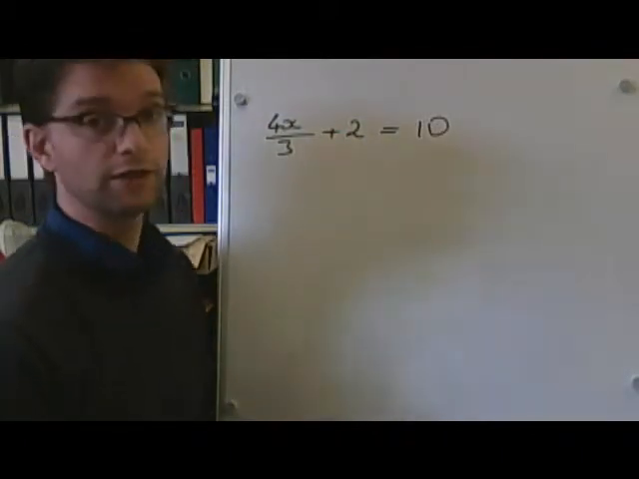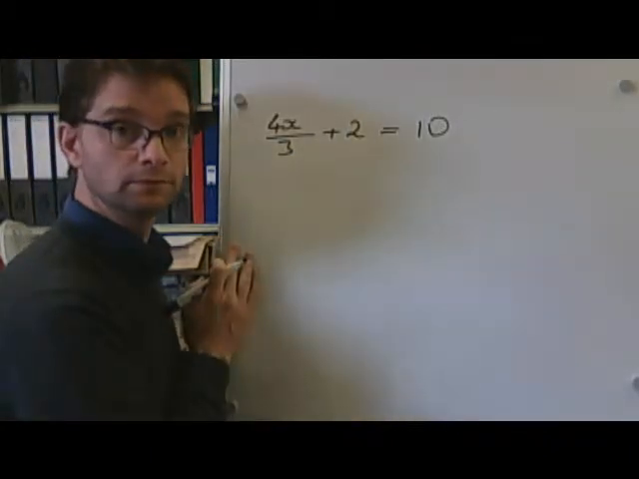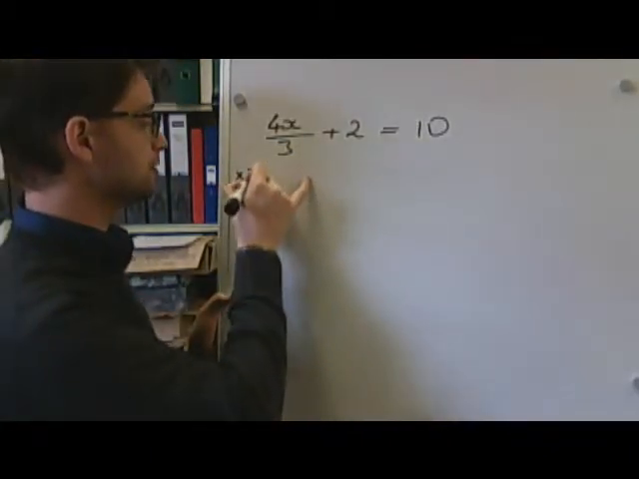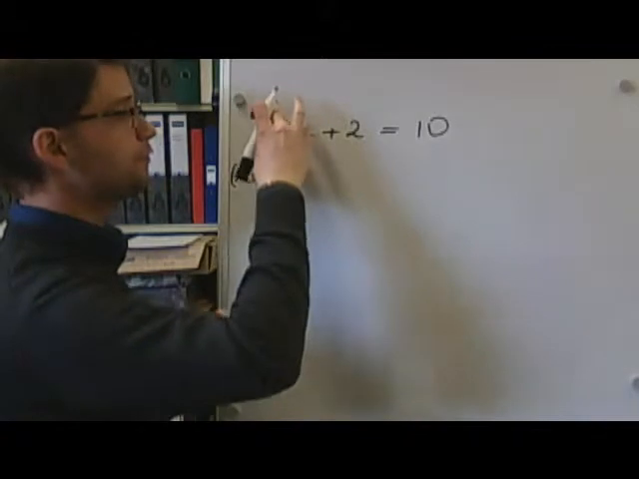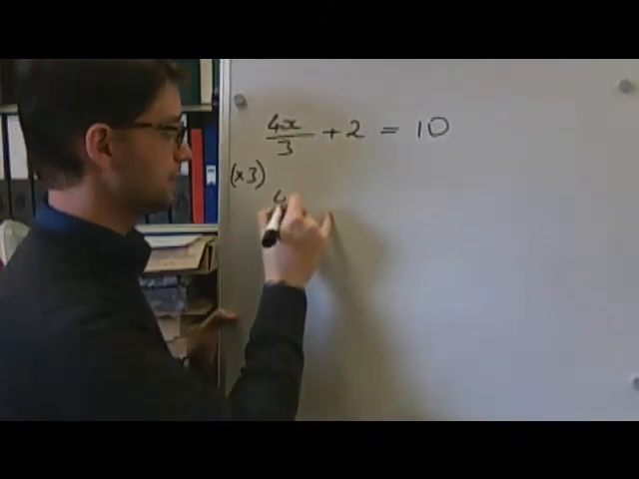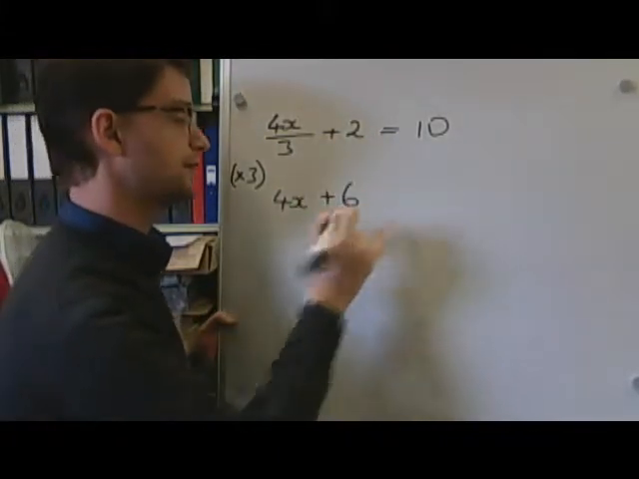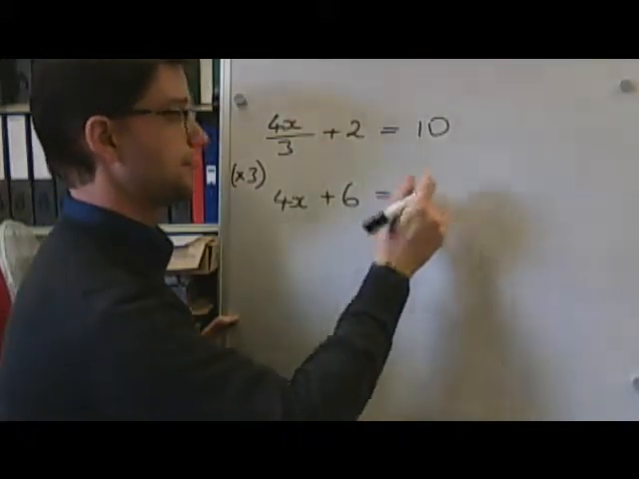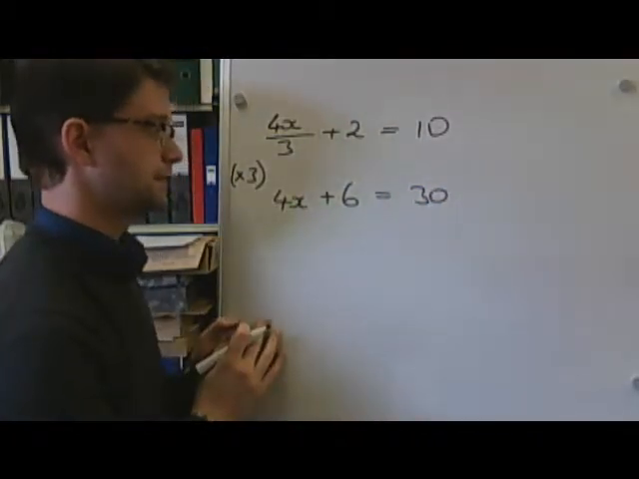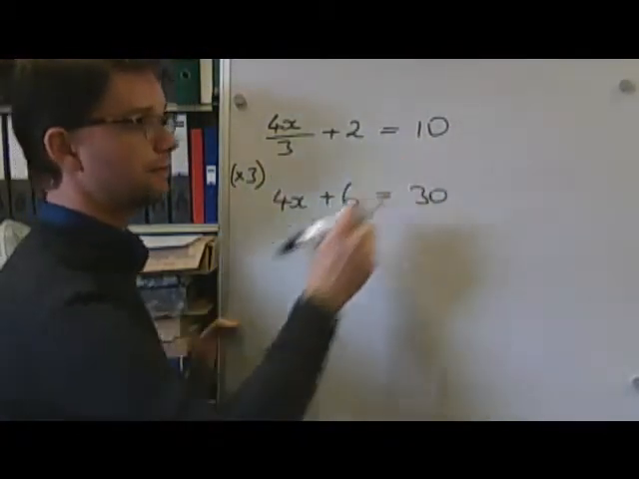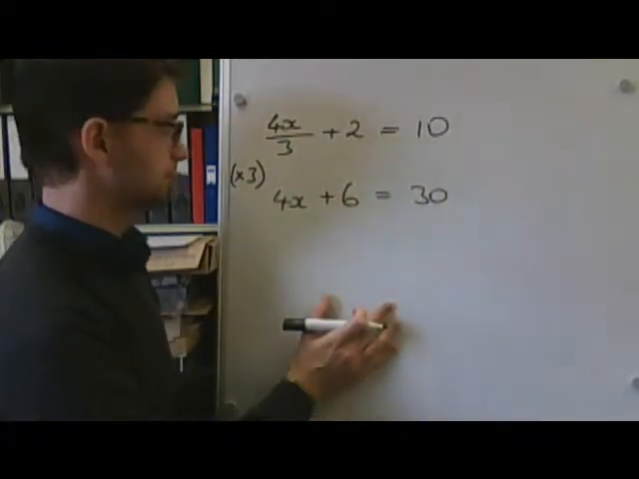There are a number of ways you can do this, but the easiest thing is to just multiply everything by whatever's on the bottom. So I'm going to start by multiplying everything by 3. If I do 4x over 3 and multiply it by 3, I get 4x. If I do plus 2 multiplied by 3, I get 6. And if I do 10 multiplied by 3, I get 30. So I've just taken each one of these terms and multiplied it by 3, and by doing that, I've gotten rid of the fraction completely.